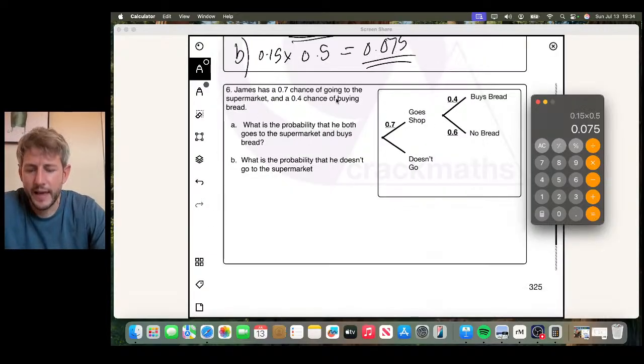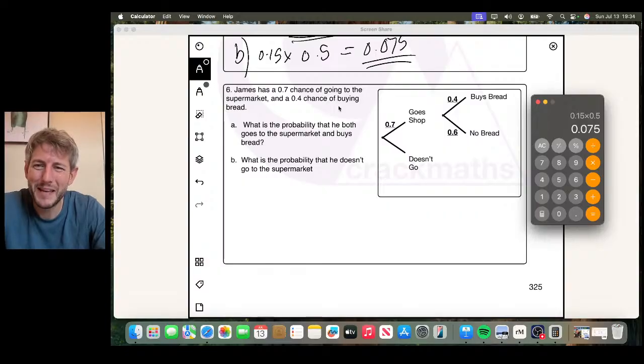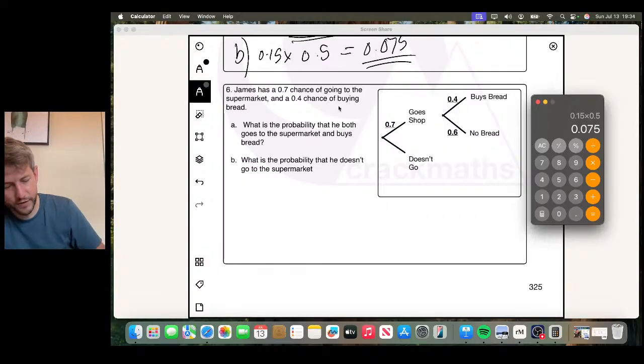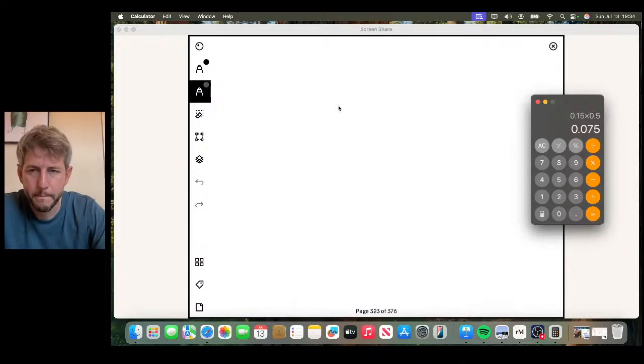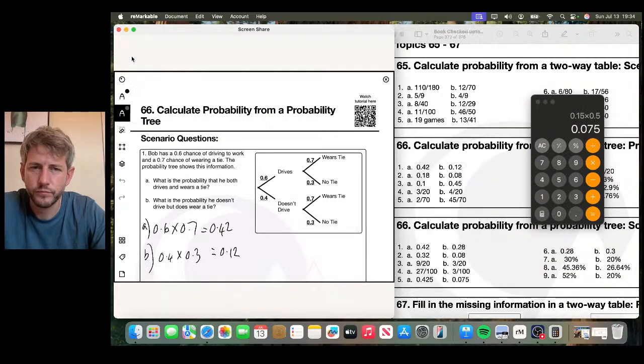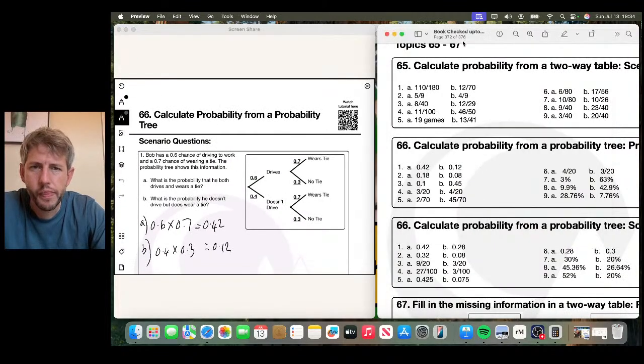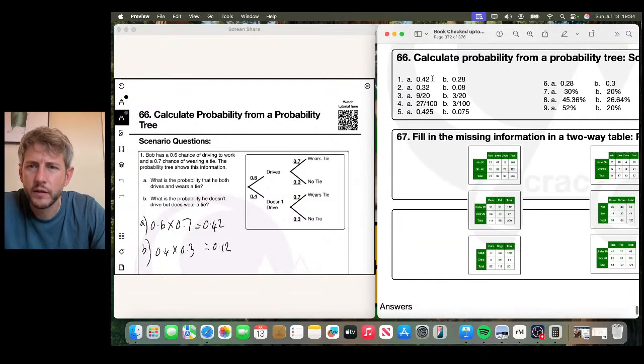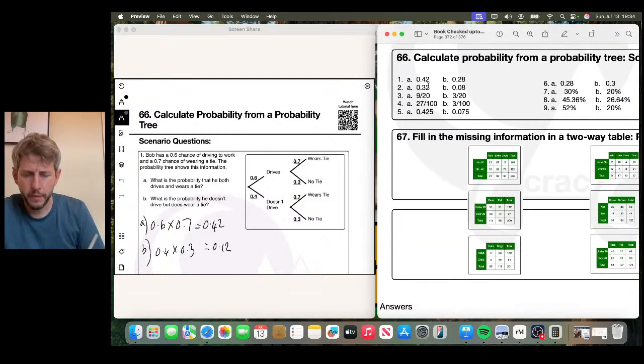Actually, let's mark those first 5 first, and then we'll continue with these. Okay, question 6 scenario, so that's these ones here. So we've got 0.42, 0.28.